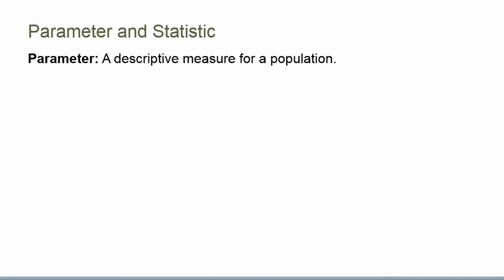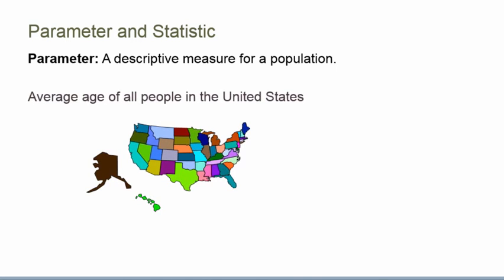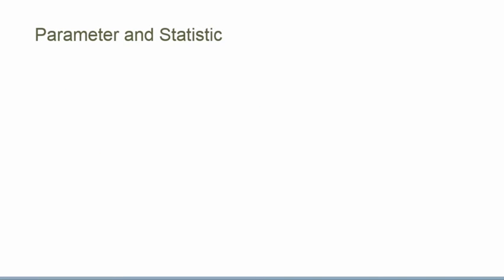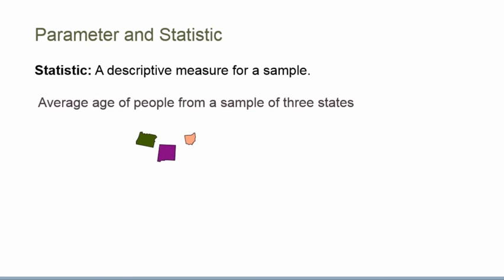Parameter and statistic. Parameter: a descriptive measure for a population. An example: the average age of all people in the United States. So the parameter is the average age. Statistic: a descriptive measure for a sample. An example would be the average age of people from a sample of 3 states. The average age is the statistic.